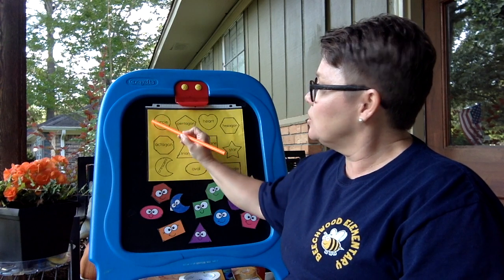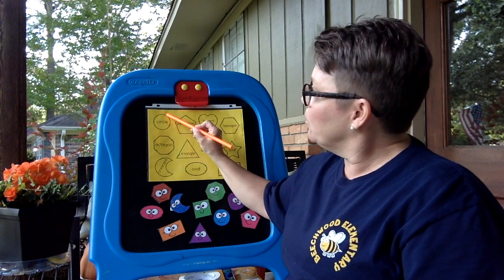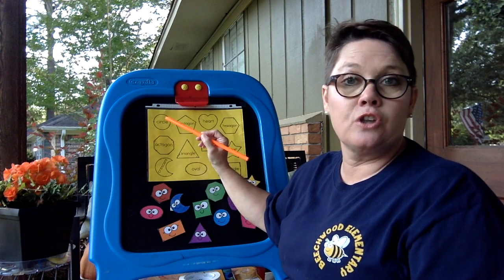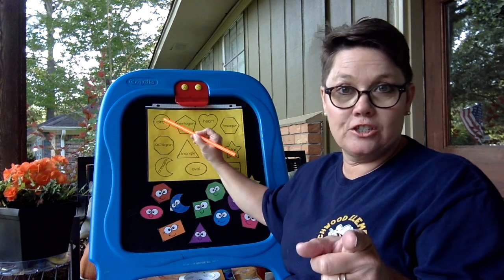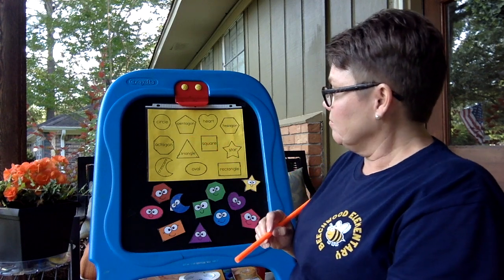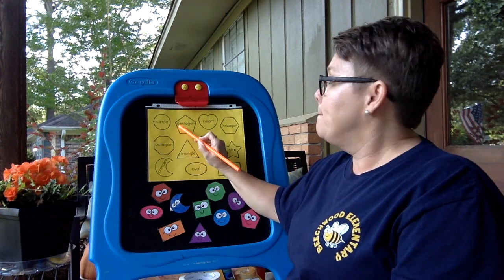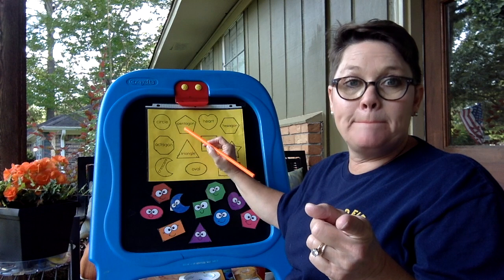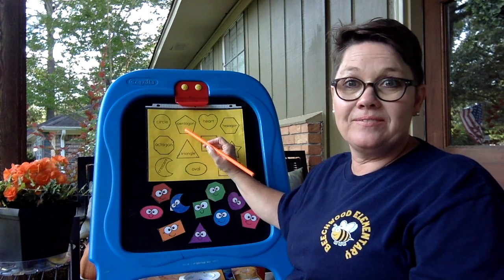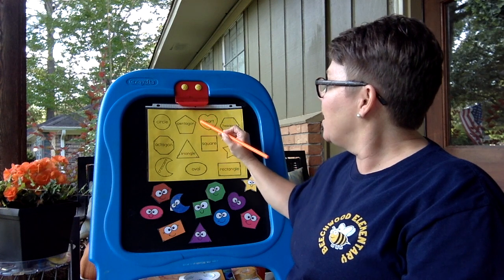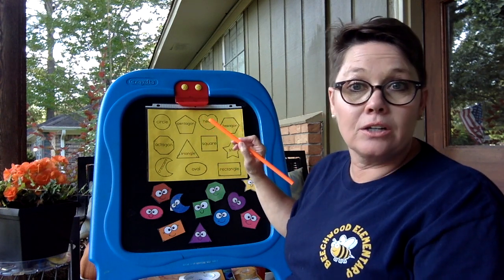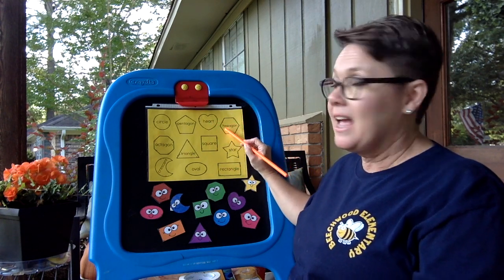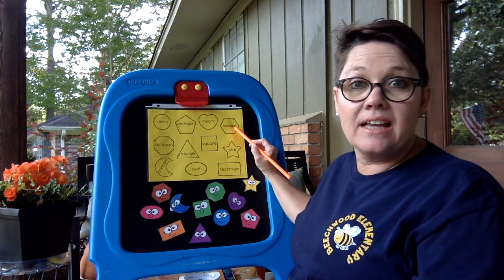This first one, just take your finger and just circle it with me. It is a circle. Circle. Say that. Circle. Yes, you try it. Circle. Good job. The next one is a pentagon. Pentagon. You say it now. Pentagon. Very good. The next one is a heart. It's a heart. Heart. You say it. Heart. Very good.